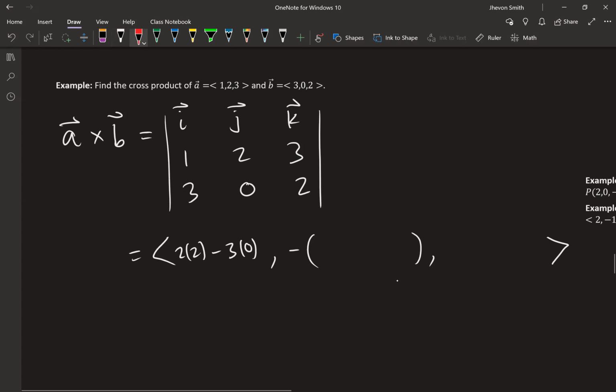We're going to do the same thing in the middle. For the J, block out everything in that row and that column. You will have the matrix 1, 3, second row is 3, 2. Then we're going to take 1 times 2 minus 3 times 3. Then for the K, you're going to block out everything in that row and that column. You're going to notice that this matrix is left over. And you're going to, again, do that thing with the diagonals: 1 times 0 minus 2 times 3.